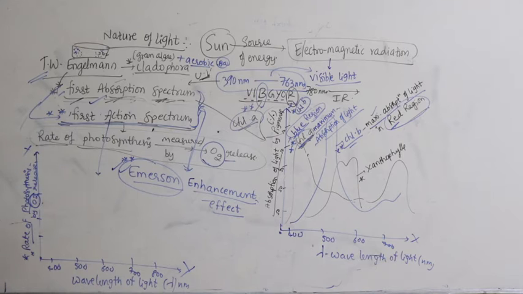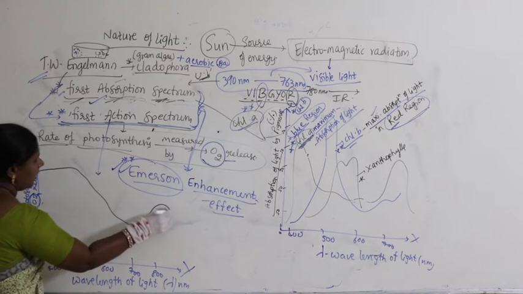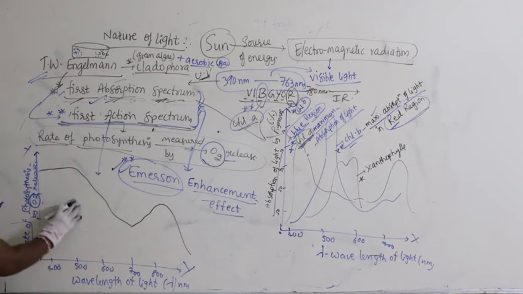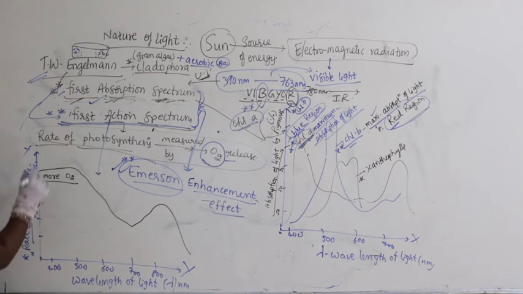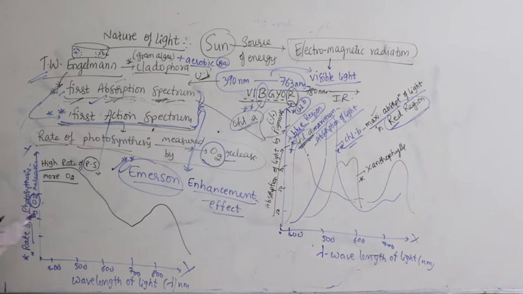When the graph is plotted, it also shows more oxygen released in the blue region, followed by the red region. That means more oxygen is released. More oxygen means what? A high rate of photosynthesis. That happened in which region? Blue region.